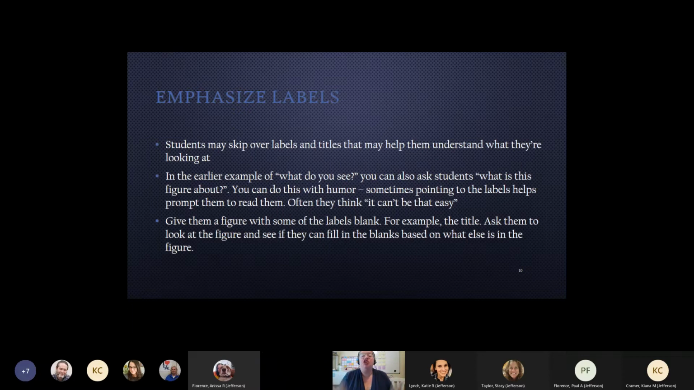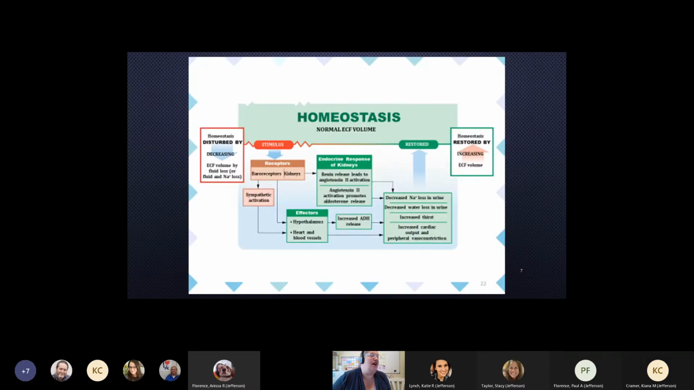So what are the things that you can do with students to try to help them understand these complicated images that use these different artwork conventions? One of the things that you can do is really help to emphasize labels with a student. In that earlier example of what do you see, you could also ask students, what is this figure about? And I sometimes do this with a lot of humor. So, for example, this really big, complicated figure, I sometimes ask students, okay, what is this figure going to be about?